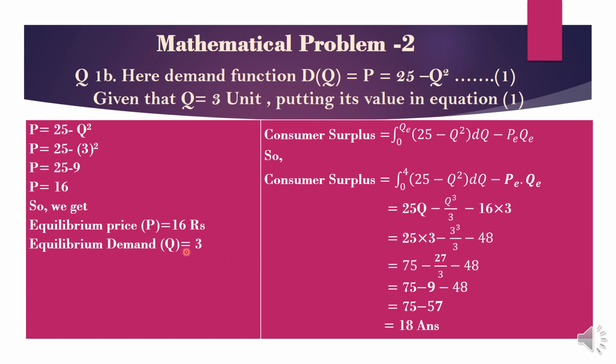Here we have seen that if the price is equal to 9 rupees, the consumer surplus is around 42, and if the price is equal to 16 rupees, the consumer surplus is 18. So as the price increases, the consumer surplus decreases, and if the price decreases, the consumer surplus increases. Similarly, for the same equation, if the demand is less, the equilibrium price will be high and consumer surplus will be less. And if demand is high, the equilibrium price will be less and the consumer surplus will be high.